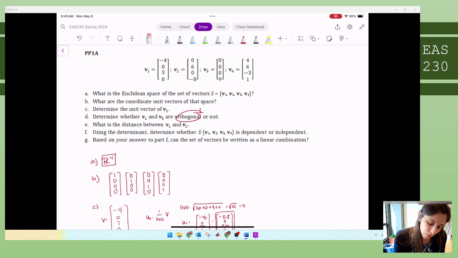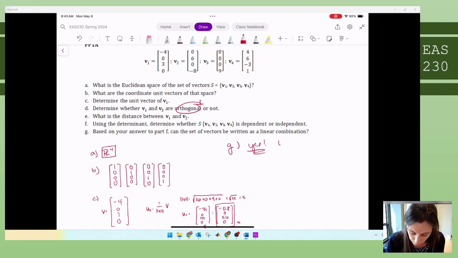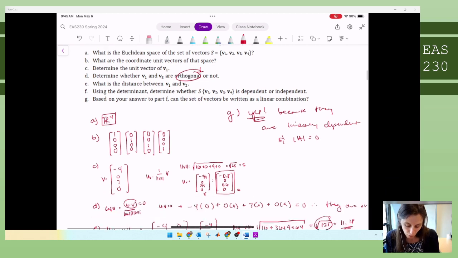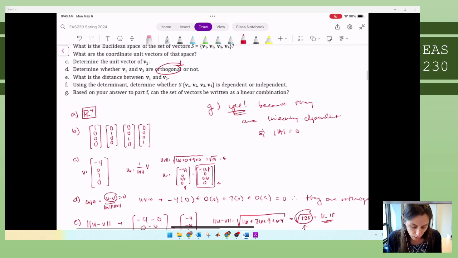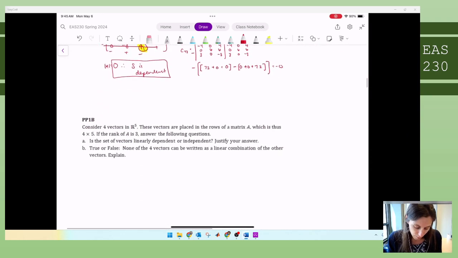Anyway, I can write them as a linear combination, which means the answer to G, based on your answer to part F, can the vectors be written as a linear combination? Yes. Because they are linearly dependent, and the determinant of A equals 0. Okay, that is question number 1, solving through all of it.